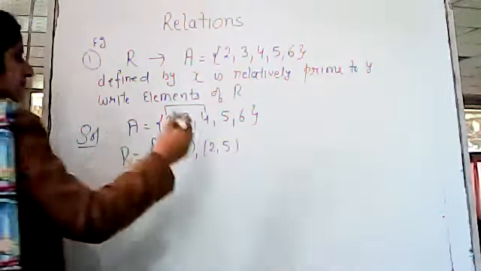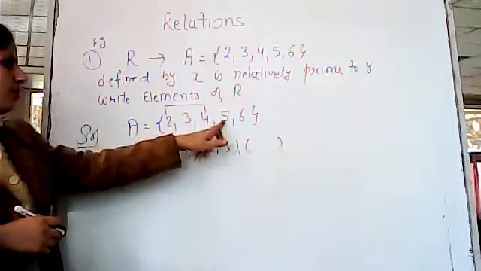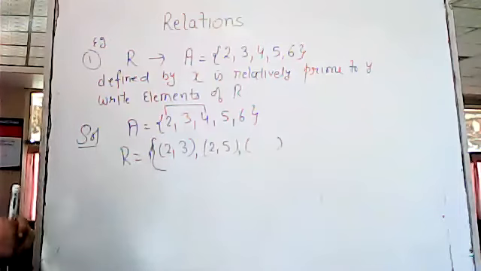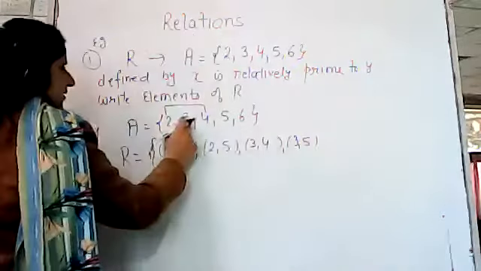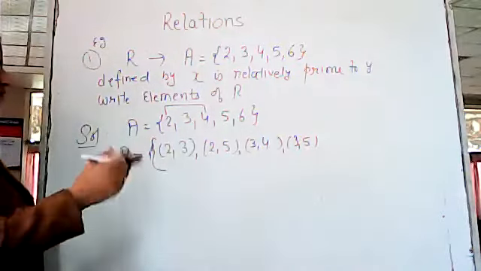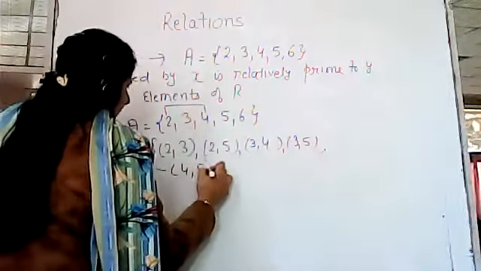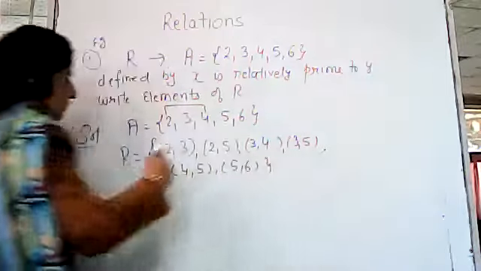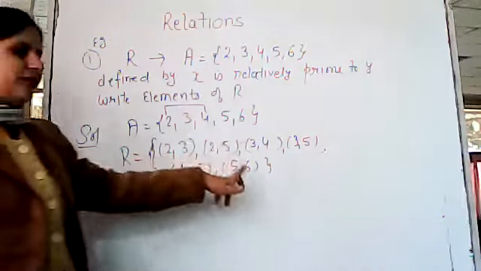What is the next pair? First is 2, 3. Next is 2, 5. What will be the next pair? 3, 5. Very good. 3, 4 will also come. GCD of 3 and 4 is also 1 because these two numbers come from different tables. Next, 4, 5 and 5, 6. So these are the ordered pairs: 2, 3, 2, 5, 3, 4, 3, 5, 4, 5, and 5, 6.